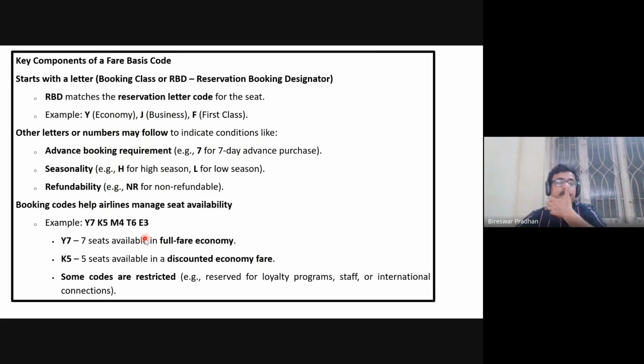Booking codes help the airline manage seat availability, for example Y7, K5, M40. Y7 means seat available in full fare economy. K5 means seat available in discounted economy fare. Some codes are restricted, reserved for loyalty program, staff and international connection.